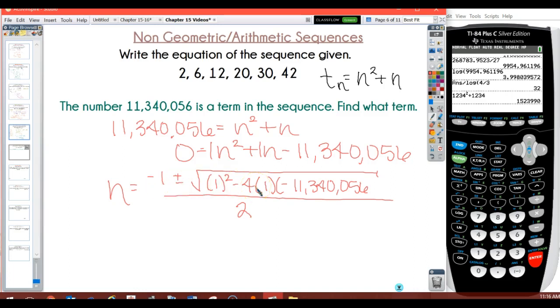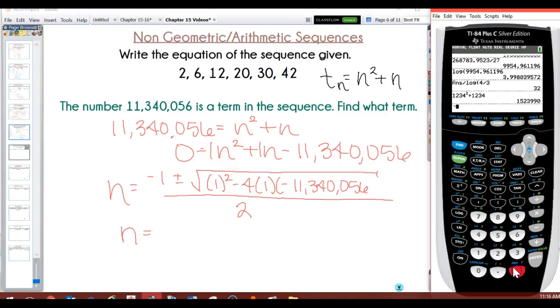Now, keep in mind that the quadratic formula always gives us 2 answers. However, in this problem, we're looking for a number of a term in the sequence. And so the only answer that's going to make sense is a positive integer. And so from here, I'm going to type the entire numerator in the calculator, and I'm going to add the 2 together to see if that will give me my reasonable answer of 1 squared minus 4 times 1 times this large number, which is negative. Make sure you don't forget that negative. It will change your answer quite a bit.